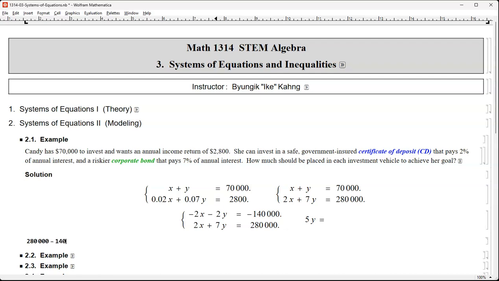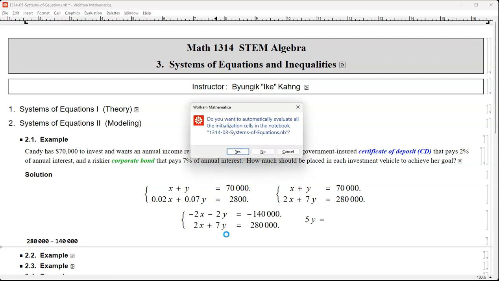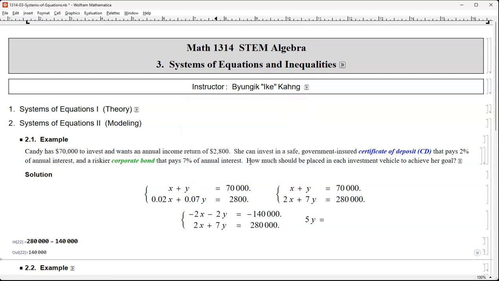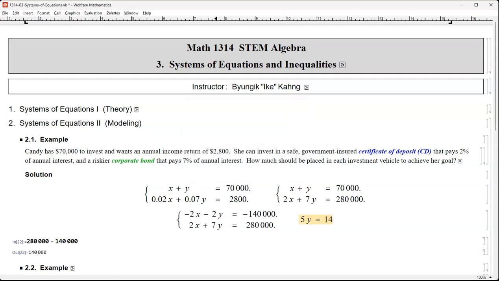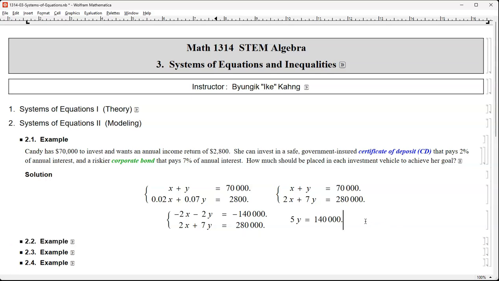280,000 minus 140,000, 140,000. Yeah, of course. 28 subtracted by 14 is 14. So okay. And then if I divide by 5, what do I get?